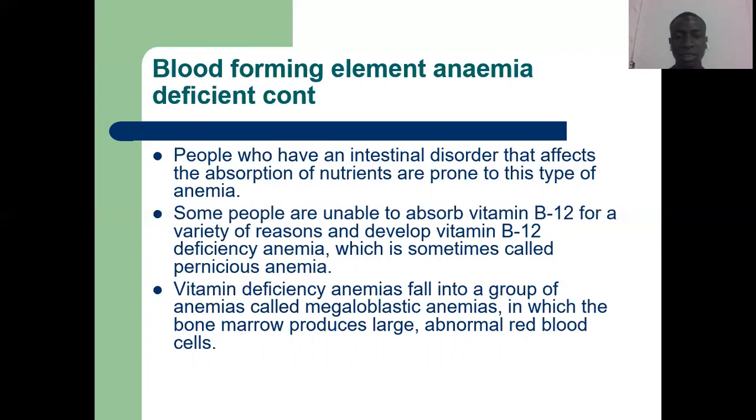Vitamin deficiency anemia falls into a group of anemias called megaloblastic anemia, in which the bone marrow produces large abnormal red blood cells. The cells become large, that's why the name is megaloblastic anemia.